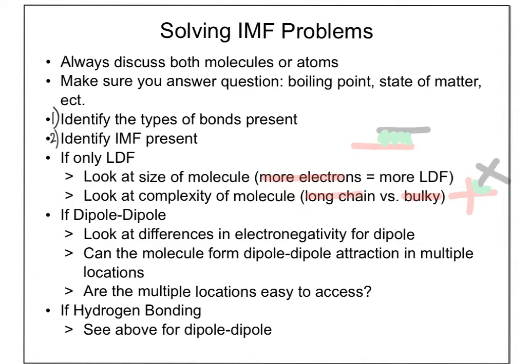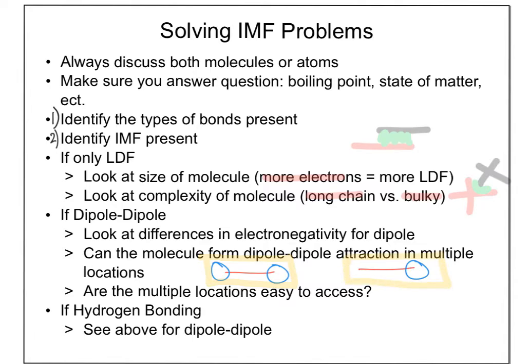If it's dipole-dipole, so they both have dipole-dipole, then I'm going to look at the difference in electronegativities for those polar bonds. And I also will look and see if it's a longer or large molecule, can it dipole-dipole interact in multiple locations? So maybe I have a long molecule and there's the ability to form a dipole on this side and on this side, versus a molecule that maybe only has a polar piece on that side, right? This molecule right here has two places that if I were to clone that molecule, it could do dipole-dipole, whereas this one just has one.